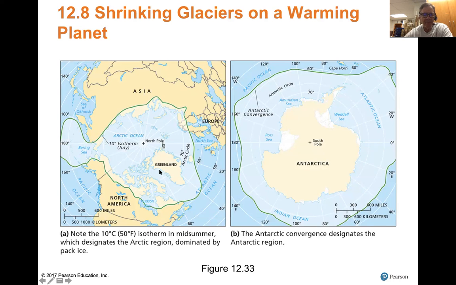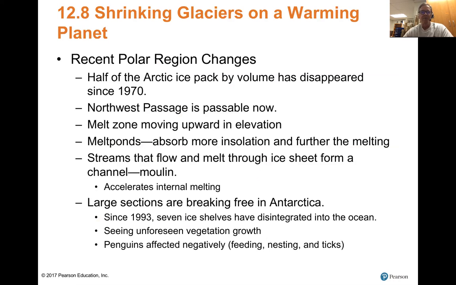Here's the minus 10 isotherm, I'm sorry, the 10 degree isotherm, right through there. And that designates the Arctic region where we get pack ice. And here's the Antarctic one down here. So here's the continent itself, and then the isotherm that connects it. Half the Arctic ice pack by volume has disappeared since 1970, and now you actually have a true Northwest Passage, where before it was covered by ice. And so now you actually have tourist cruise ships that are able to navigate the Northwest Passage and take tourists up there.